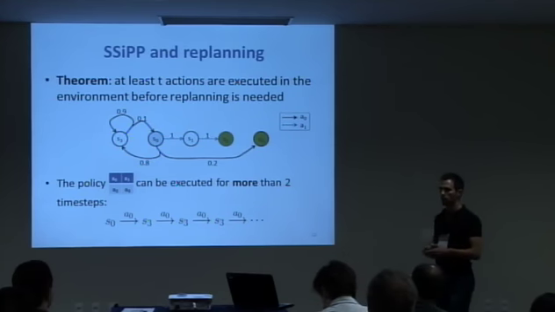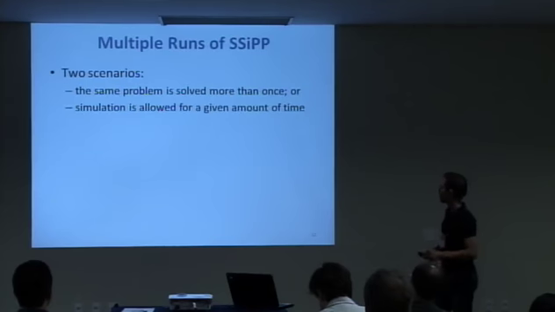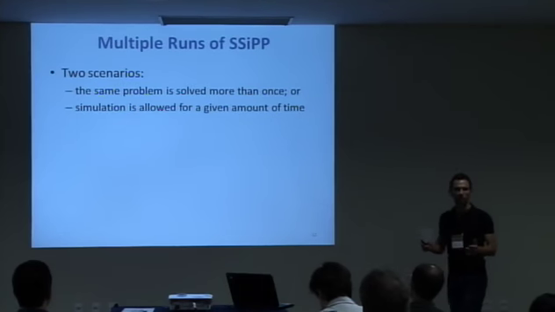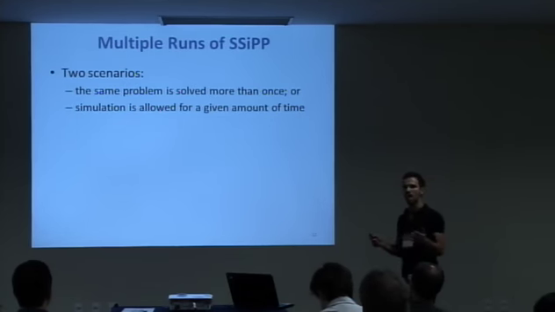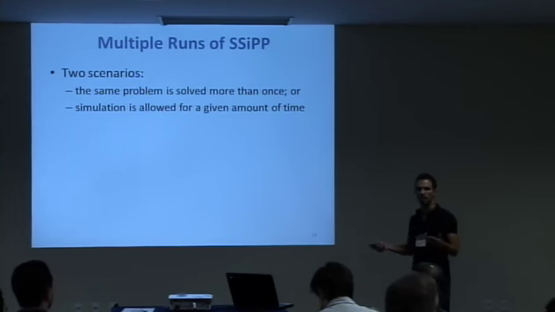We can still stay there for an indefinite amount of time. You give me any amount of time, there will be a non-zero probability of getting trapped there. Now, what if we run SSIPP multiple times? So there are 2 scenarios. Imagine that I have a robot. The robot is solving the same problem over and over again.